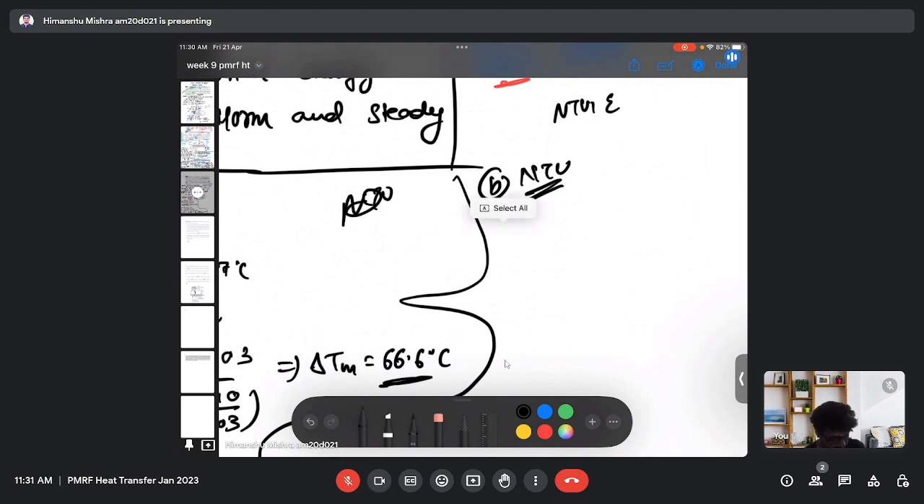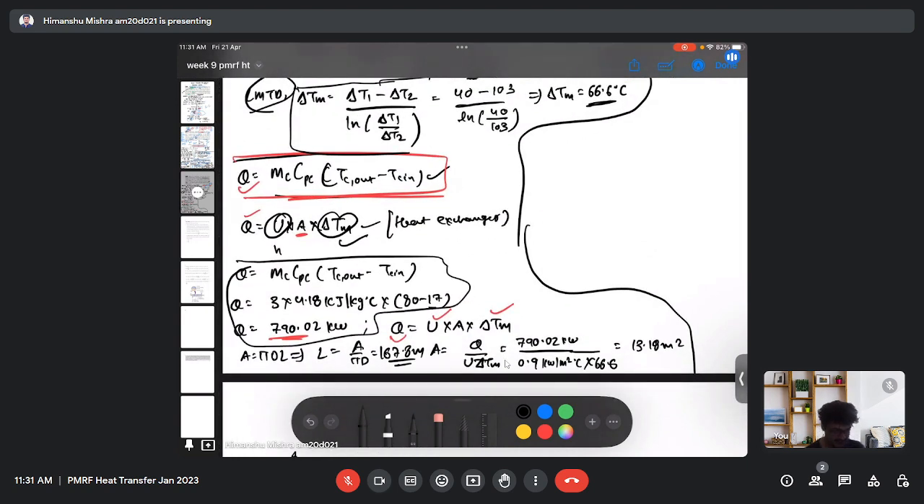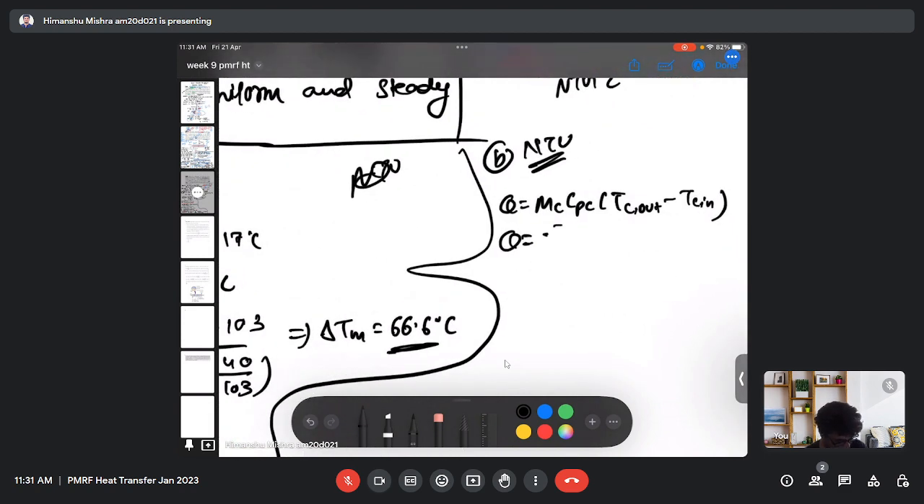So we calculate the heat transfer using the energy balance. The temperature difference is cold fluid outlet minus cold fluid inlet. We already calculated this here, which is 790.02. But for the counter flow, we can also calculate the maximum heat transfer, because we have been given all the inlet and outlet temperatures.